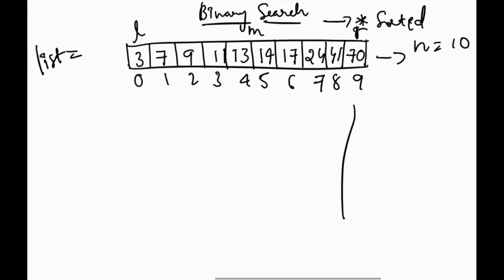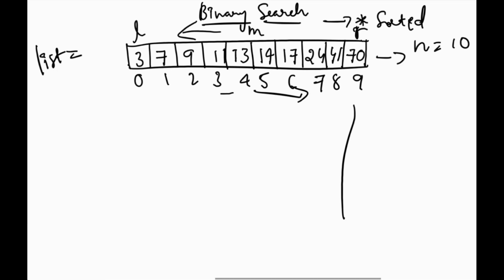If it is equal to the middle value, we'll return it. Else if the target value is greater than the middle value, then we'll move to the right side and ignore this part. If the target is less than the middle value, we'll go to this side and ignore this part. Okay, so let us see how it works.